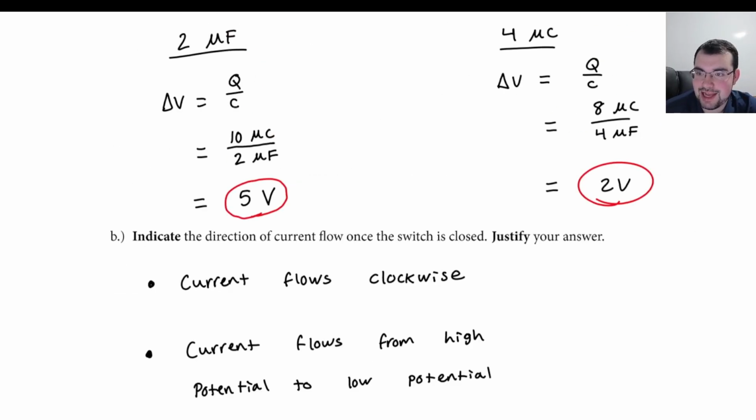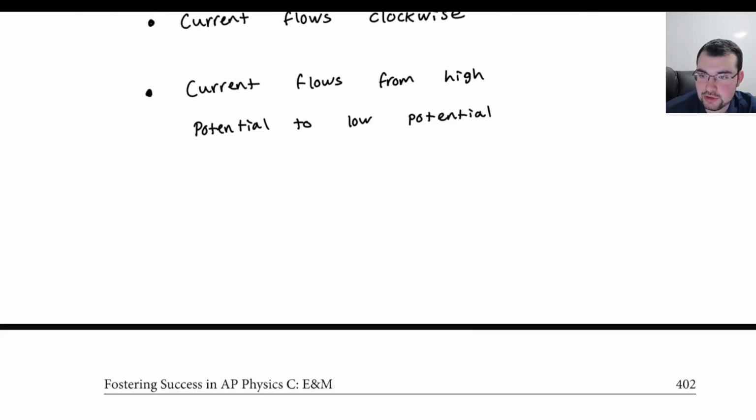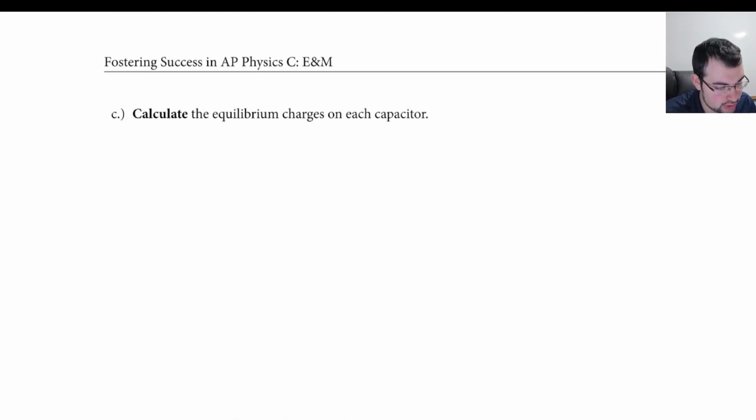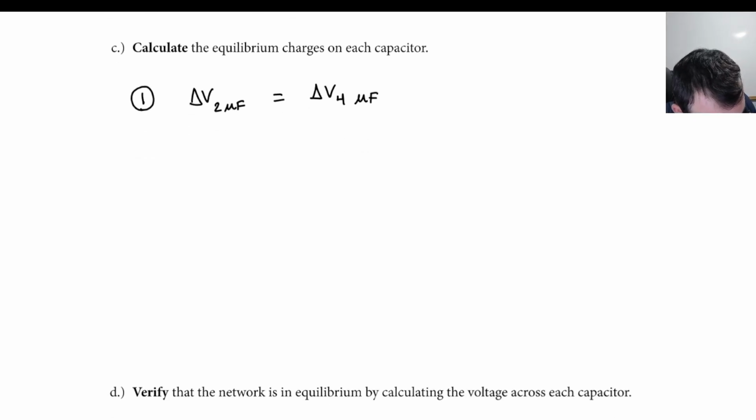Calculate the charges on each capacitor once equilibrium is reached. So this is where we write our 2x2 system. So we don't know the Q's. So our first equation is going to tell us that delta V across the 2 microfarad capacitor is equal to delta V across the 4 microfarad capacitor. So I know that Q across the 2 microfarad divided by C of the 2 microfarad is equal to Q on the 4 microfarad divided by the capacitance of the 4. Because we said that V is Q over C.